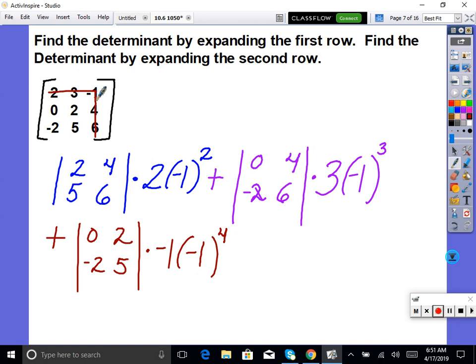Now we got to calculate it. So that's it set up. Does that make sense? So it's just the minor times the cofactor, minor times the cofactor, minor times the cofactor of one row. Okay, let's do some math here.